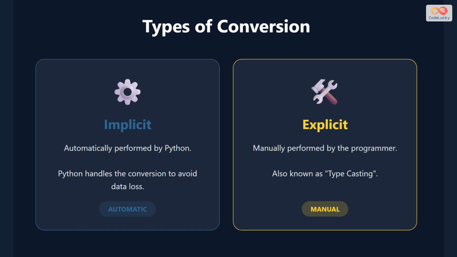There are two main ways this happens in Python. First, we have implicit conversion, which is automatic. Second, we have explicit conversion, also known as type casting, which is manual. Let's break down the difference.